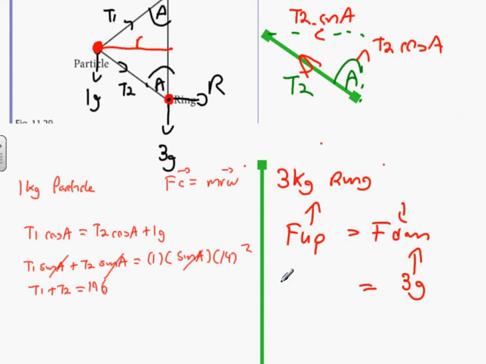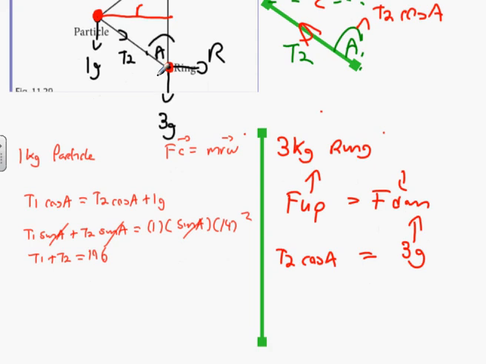Anybody? Just T2 cos A. Now, there's another equation we can do for this. Can anyone tell me the other equation? It's in balance, it's not moving left or right. It's rotating, but it's not moving left or right. Yep. Would it not be 3G minus T1 cos A?